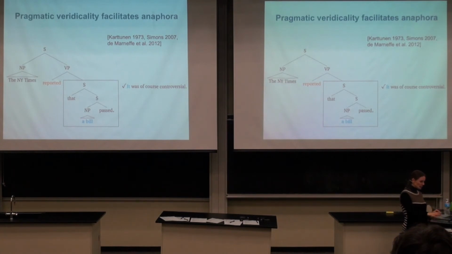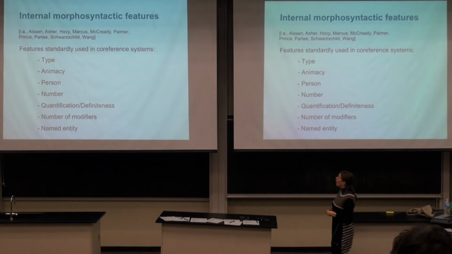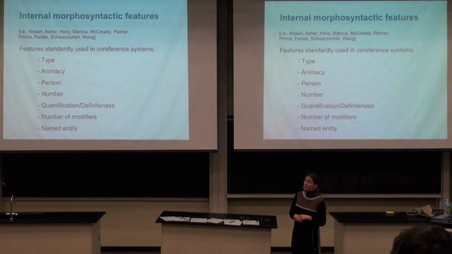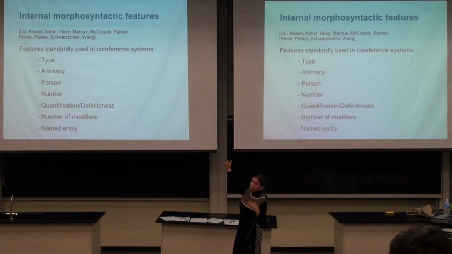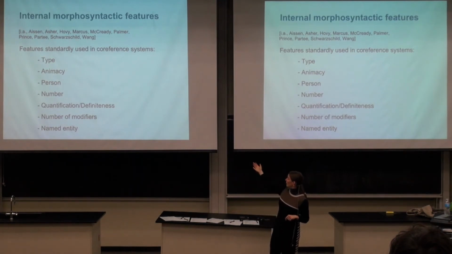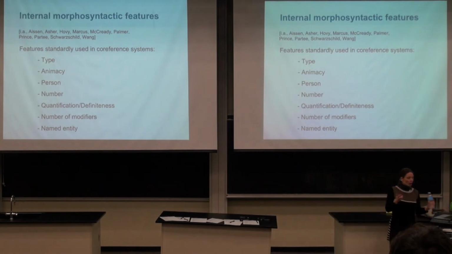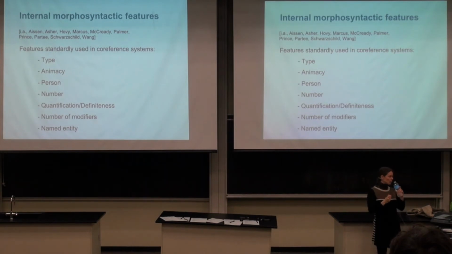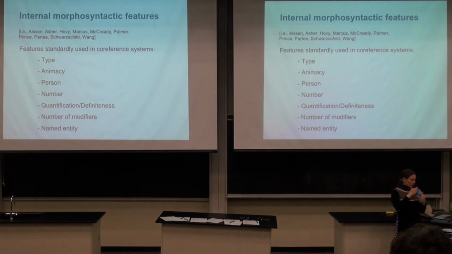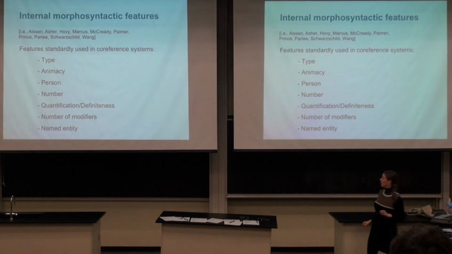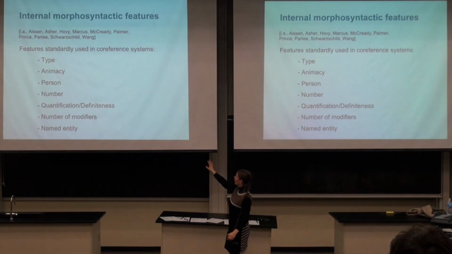But yeah, good question. So the features we use are a lot of time-tested features that have been used by coreference systems, looking at type, so pronoun, noun, animacy, person, number, quantification, and definiteness. So indefinite and definite can have this referential semantics that pairs naturally with anaphora, but truly quantified entities don't. And something that linguists have also looked at a lot. And then numbers of quantifiers and named entities.